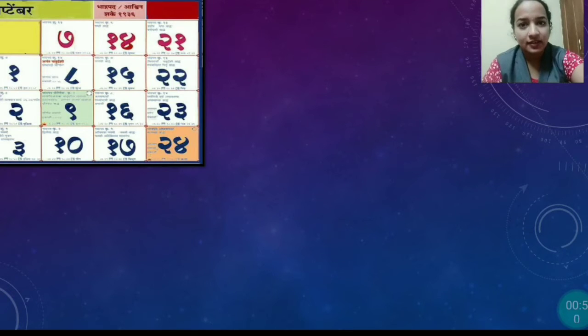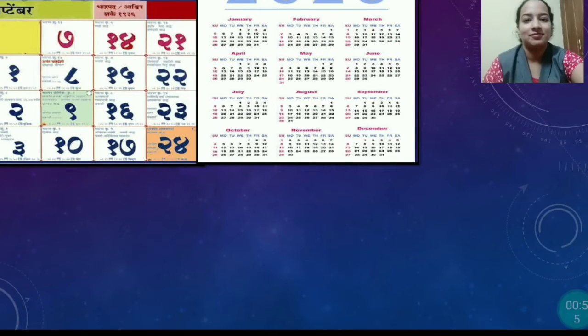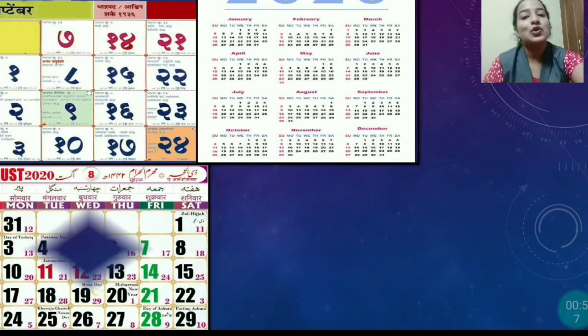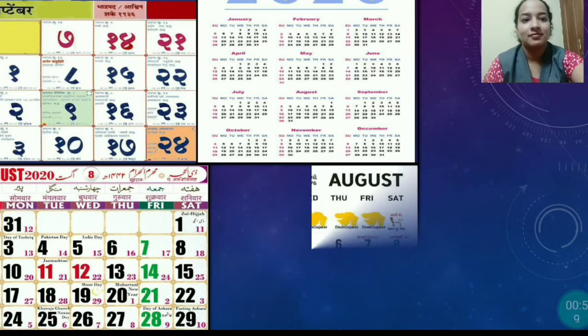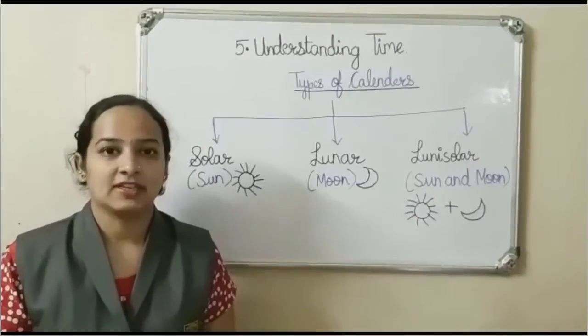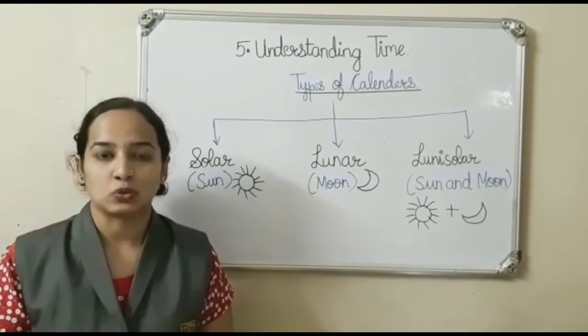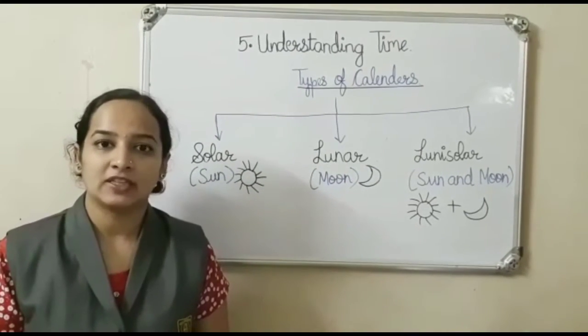There are calendars in many languages such as Marathi calendar, English calendar, Urdu calendar, Gujarati calendar. India has so many languages, and in many of those languages, calendars are available to us. As we have seen, there are many types of calendars. Calendars come in many languages too, but they are divided into three main types.